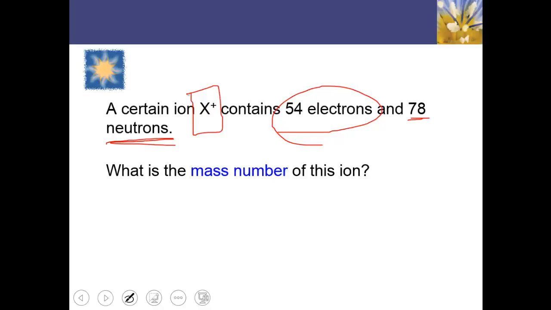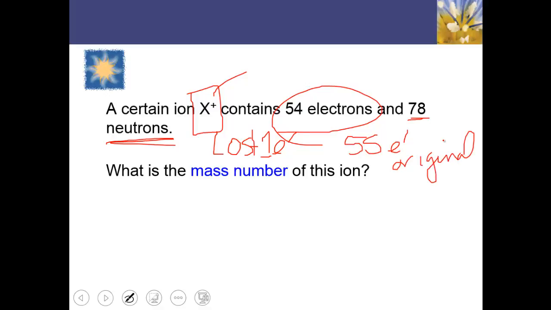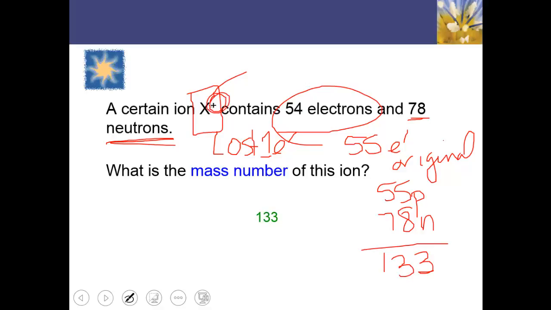So has it lost electrons or has it gained them? Hopefully you said it lost them. So it's lost an electron, and it actually lost 1. So originally it had 55 electrons, which means it has 55 protons. So 55 protons plus 78 neutrons is going to get you 133 as your mass number. Yay! So just be aware that a positive ion means you have lost electrons.